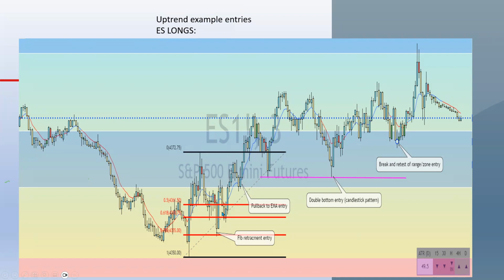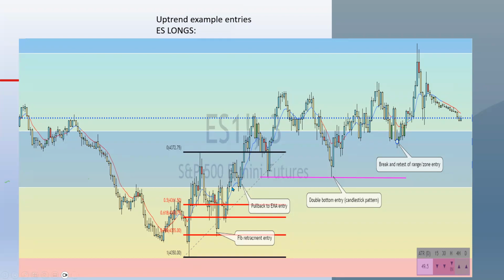I would get in here. I would definitely get in here on the retest of the 618. And yeah, I would try to get in anywhere right here. So I recognize that we're in an uptrend, right? And I would get in on this Fibonacci retracement. If I miss the Fibonacci retracement, another entry for me is right here, the pullback to this EMA.